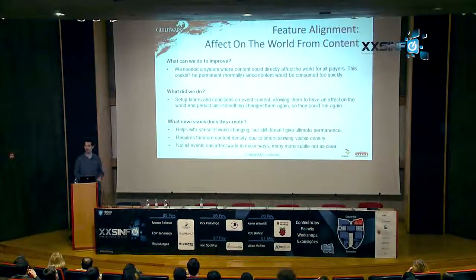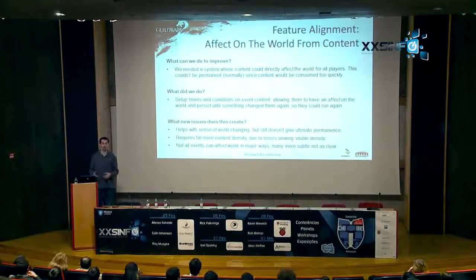So we had to figure out a solution for that while still giving sort of the perception that the world is changing around you from this content. So what we did is we gave our events timers and conditions that set up the rules of when they happen in the world. And we allowed them to have an effect on the world that would persist until something else came along to change them. So for example, if the farm burned down in the world and the players weren't there to save it, and this is an interesting point about events, is they happen whether players are there or not, so you can show up in the middle of an event.